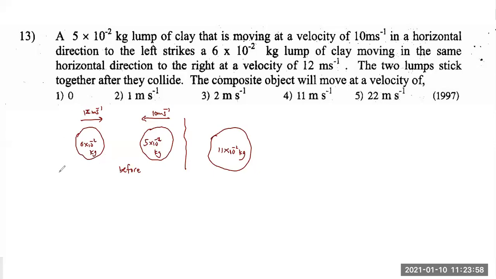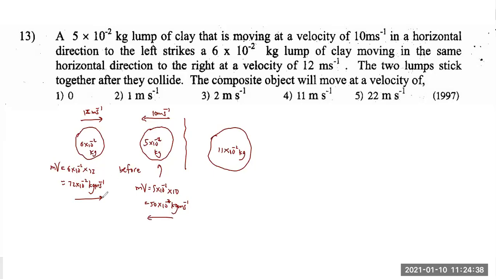For this one, if you find the momentum mv, the momentum of this one will be 6 × 10^-2 multiplied by the velocity 12, and that is 72 × 10^-2 kilogram meters per second towards right. And here, the momentum is 5 × 10^-2 multiplied by 10, and that is 50 × 10^-2 kilogram meters per second, and that is to the left.